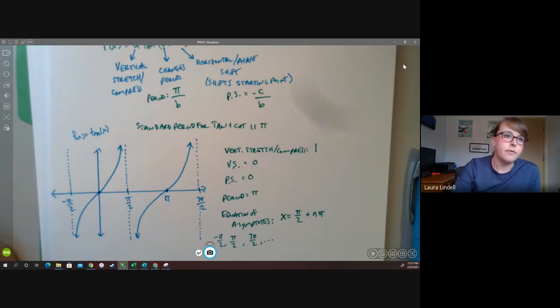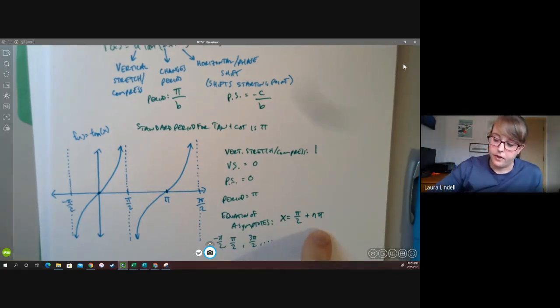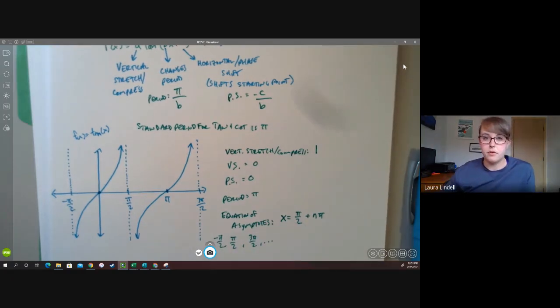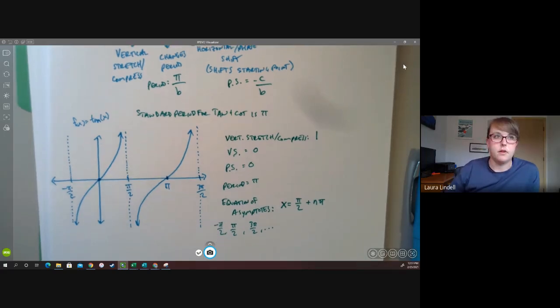In the meantime, a lot of times you'll be asked for either the equation of the asymptotes or for just a couple of examples of where asymptotes are located for that function. All right, so that's the basics of tangent. Now let's take a look on Desmos at what it looks like and what changing the values of A, B, C, and D will do to the tangent function.